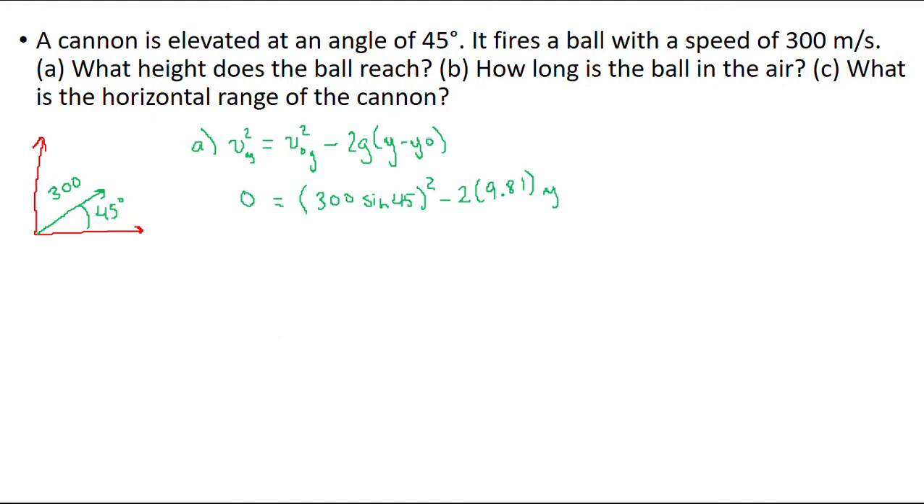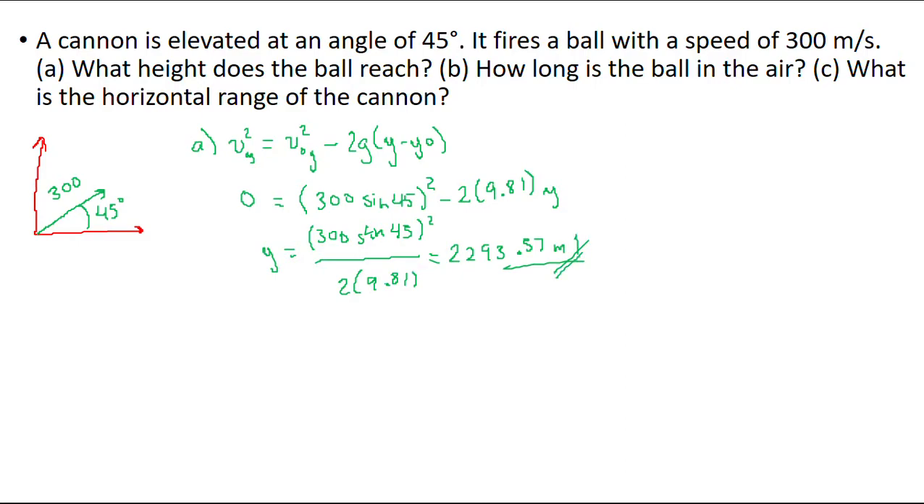Okay, so if we solve for y, we're gonna get just that y is equal to 300 sine of 45, all this stuff squared, everything all over 2 times 9.81. This number is gonna be really big, and I've already done it for you, but use your calculator and get it done. It's 2,293.57 meters. Okay, so that's the first answer.